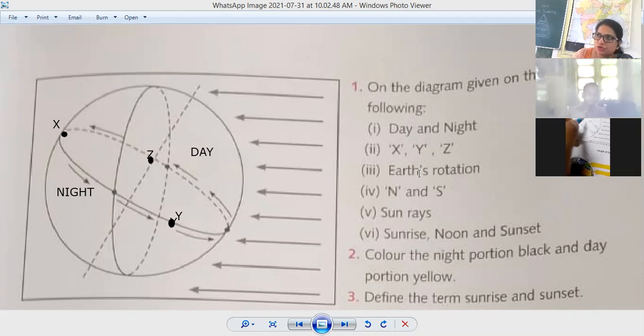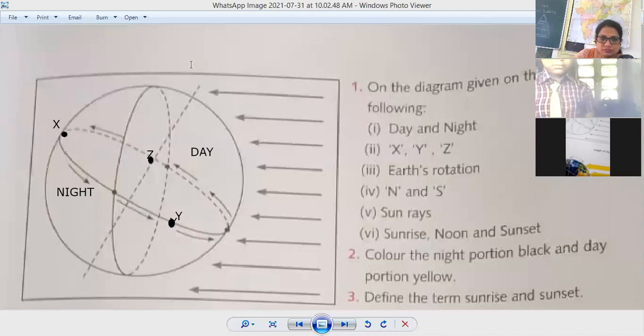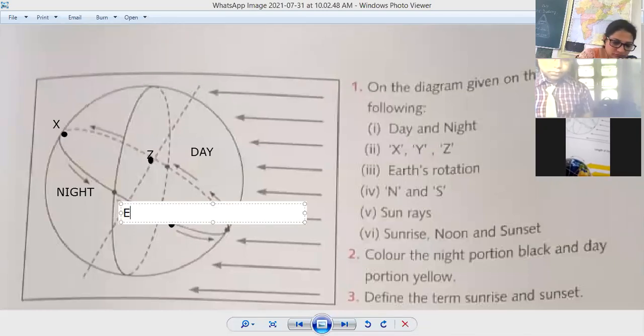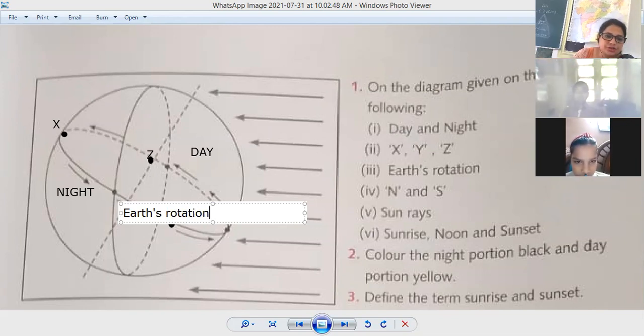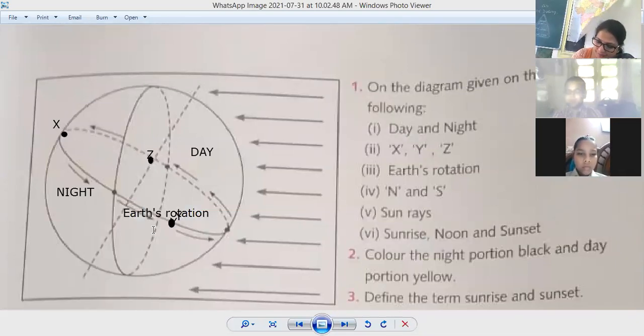Earth's rotation. Earth rotates from west to east. So here you write down Earth. On this arrow you write down Earth's rotation. Fine. On this arrow. Now next one.